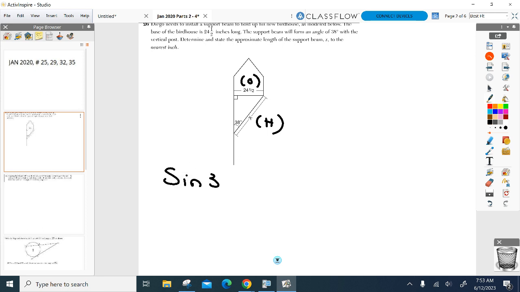Sine 38 equals 24.5 over x. Since I'm finding a side, cross multiply.